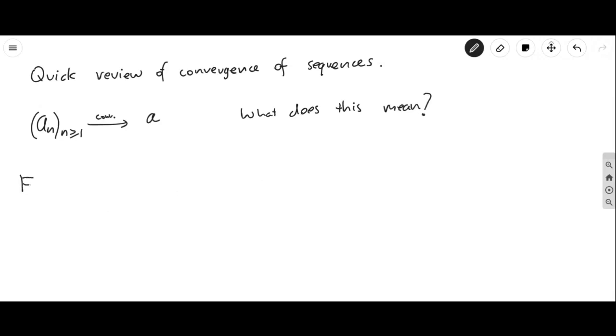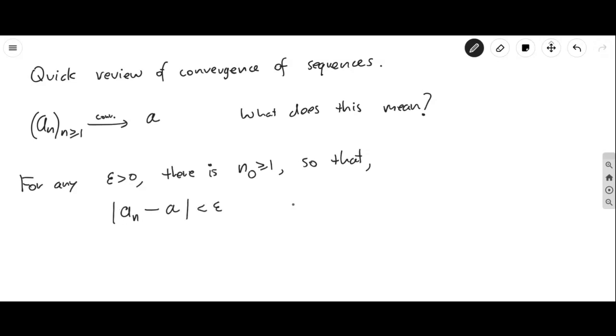It means that for any epsilon, there is an integer, we could call it n0, so that the difference between every term in the sequence and its limit, which we're calling a, is within epsilon, and this is for all n bigger than or equal to n0. This is the cutoff point.